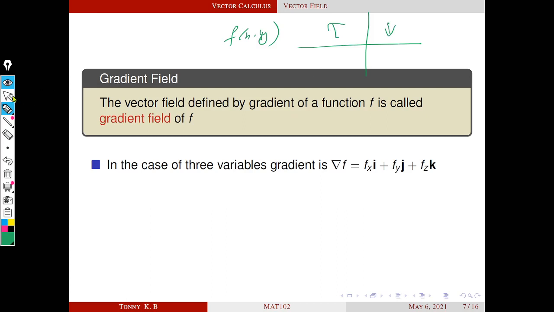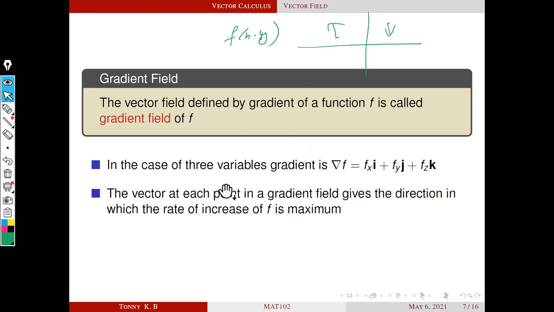Then there is a natural question: what is the meaning of this gradient field in a space? We know the gradient has a very important property. It always gives the direction of maximum rate of change. So the vector at each point in a gradient field gives the direction in which the rate of increase of f is maximum. You choose a point, suppose here the vector is like this, and what is the meaning? At this point, this function has maximum rate of change in this direction, and the magnitude of this vector gives the maximum rate of change. So that is the advantage of the gradient vector field.